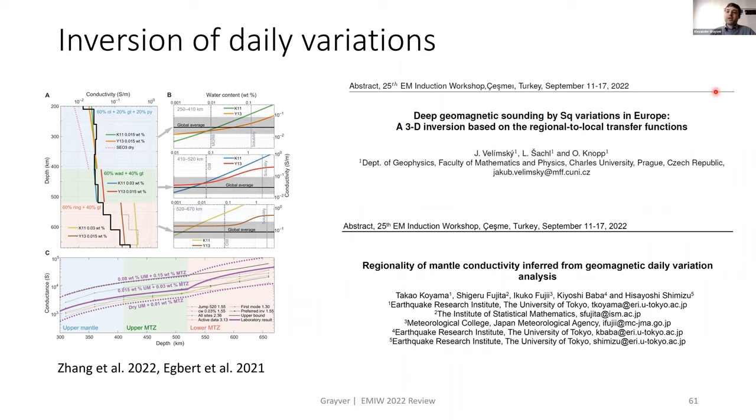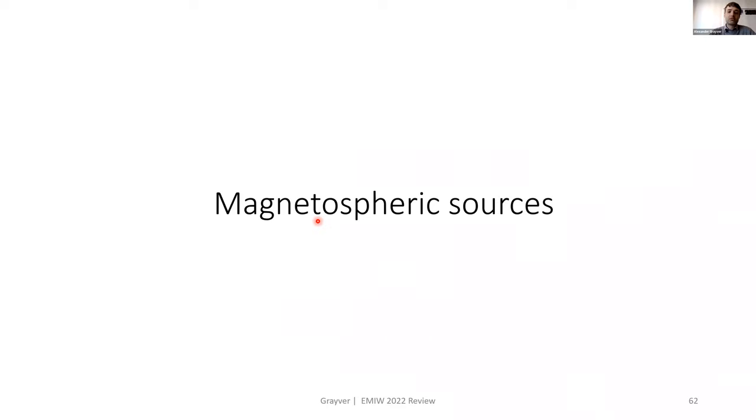At the EM induction workshop in Turkey, there were also some contributions from colleagues from Prague and Japan, who follow similar ideas and also try to use these more elaborate source models and methods that can handle these complex sources and invert for the regional mantle conductivity with these ionospheric sources.